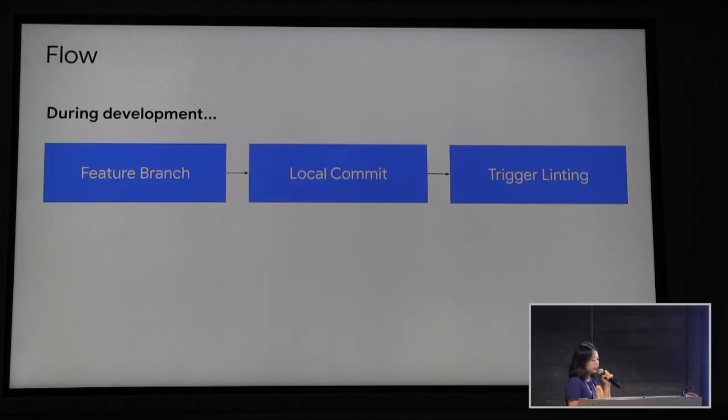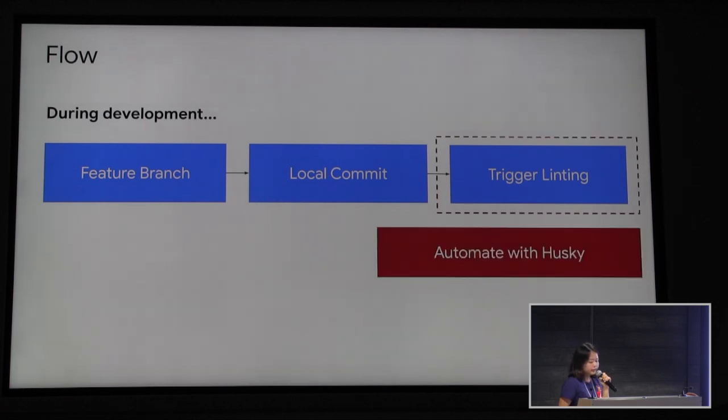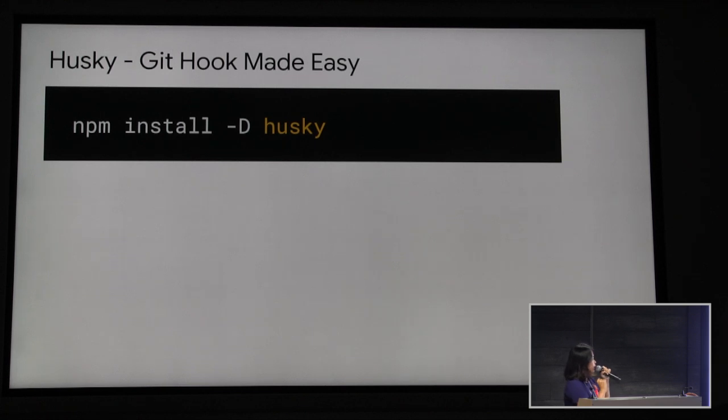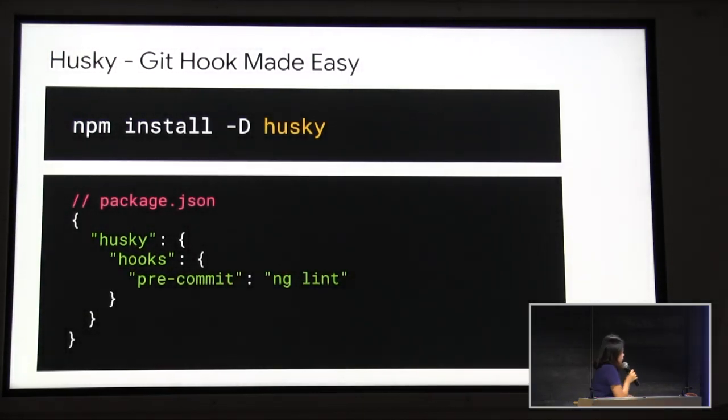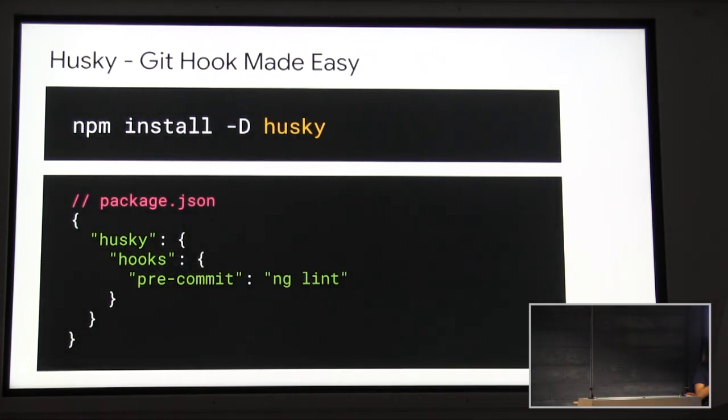So this is the flow during development. When we want to create a new feature, we create a feature branch, and we commit all the changes locally. When we commit the change locally, it will trigger linting. We automate the linting check with Husky. Husky is a plugin that you can install via npm. So you install Husky, then you set a git hook. This hook says before you commit, please run the linting. So then we make sure that everyone checks in code which is in good shape.